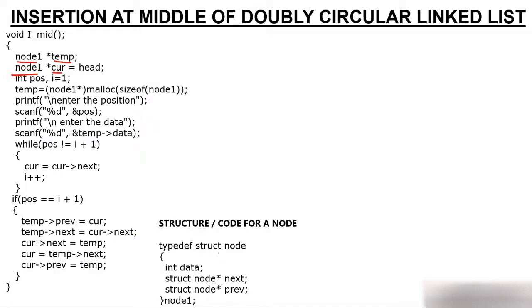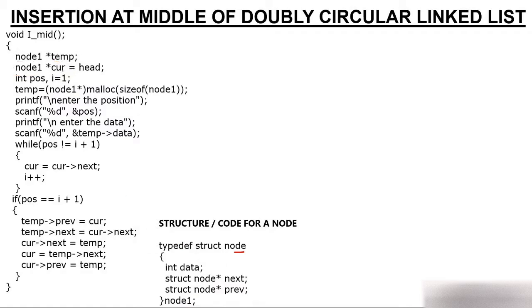When we created this doubly circular linked list, we created a structure named node. There are three parts: one data and two addresses, next and previous. Next will keep the address of the next node, previous will keep the address of the previous node. Then we created a variable of this structure and typedef'd it. Type defining means this node 1 now represents the entire structure. If you do not use typedef, then wherever you are using node 1, you have to use struct node. So in order to simplify the code, we have used node 1.